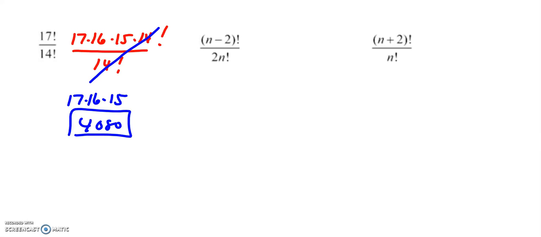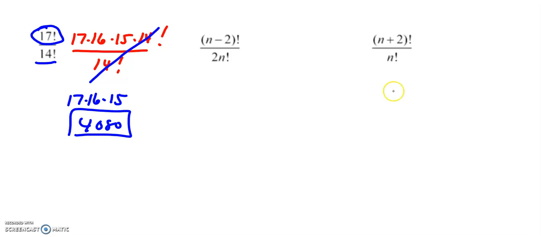All right, so my final answer on this example was 4080 because I wrote this top factorial by definition as 17 times 16 times 15 times 14, 13, and so on. But again, I noticed that there was a 14 factorial on the bottom, so I stopped at 14 factorial and crossed out the like terms, I guess you could say. Then you're left with 17 times 16 times 15, which got me that final answer.